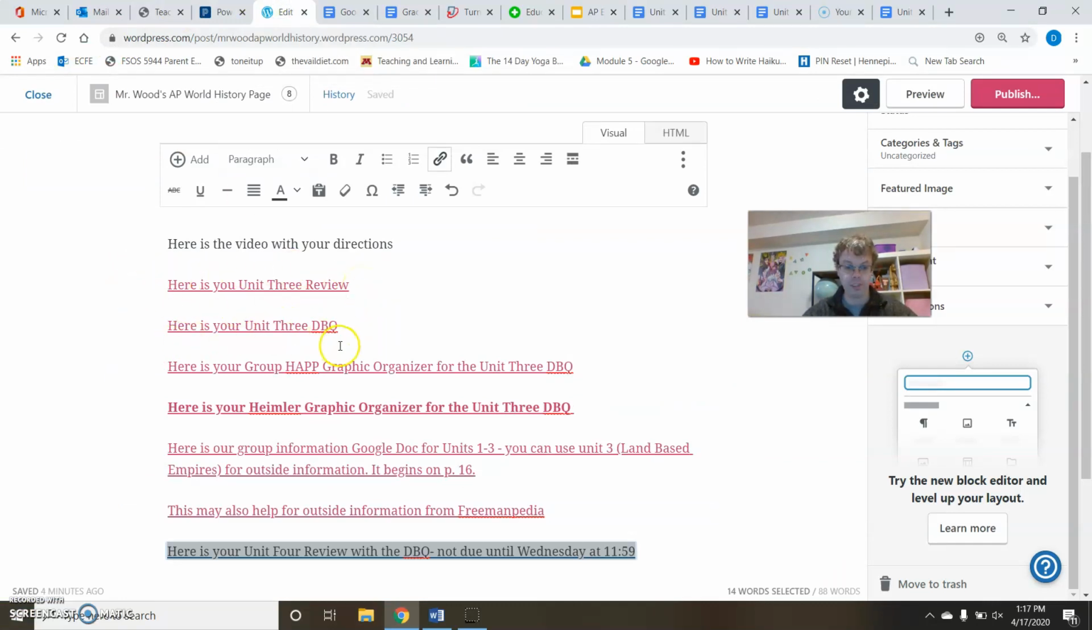Also, your Unit 3 DBQ is right here where you can read the documents. And you have the big group graphic organizer right here where you can fill out your part with your name on it. I know it's like 120 pages, but you can find where your name is on there. It's in alphabetical order, okay? Those should be done already.